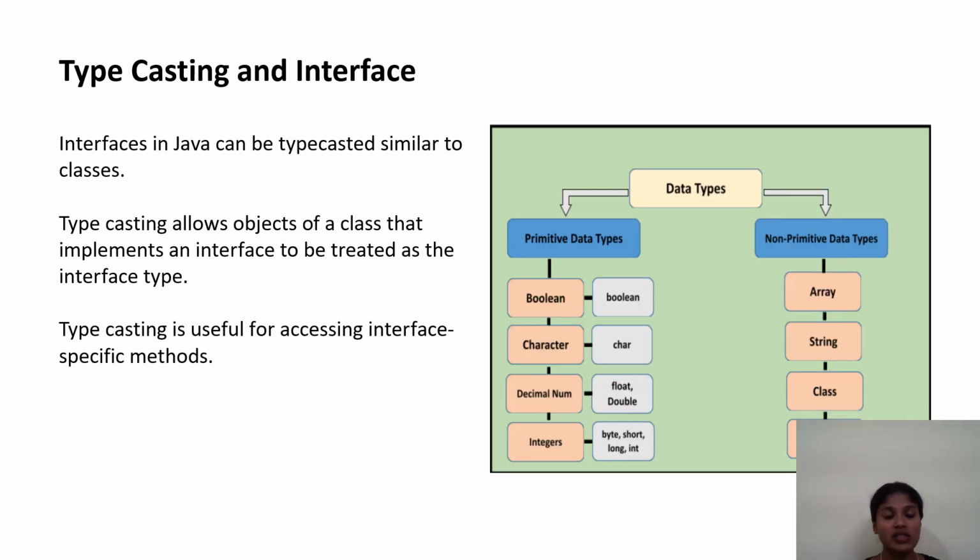Typecasting and interfaces. Interfaces in Java can be typecasted similar to classes. Typecasting allows an object of a class that implements an interface to be treated as the interface type. Typecasting is used to access interface-specific methods.